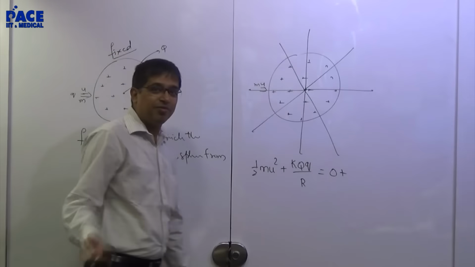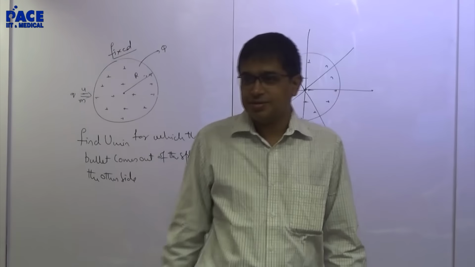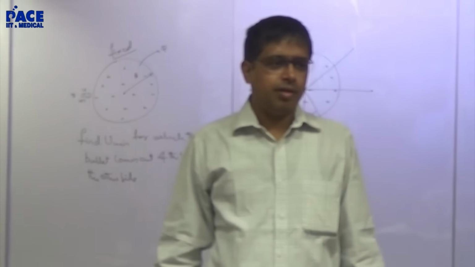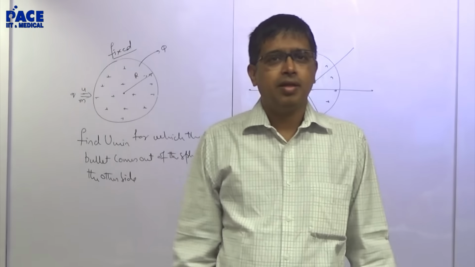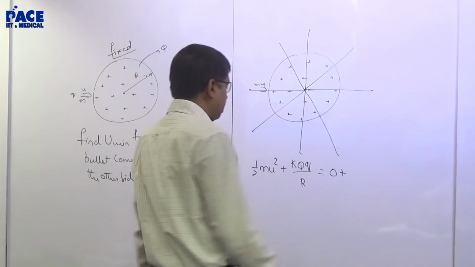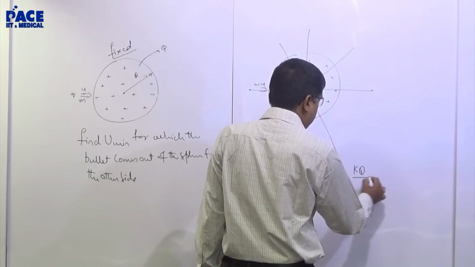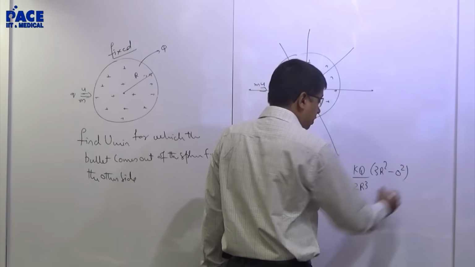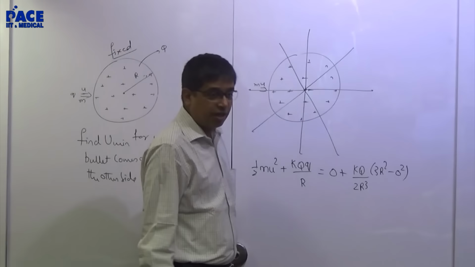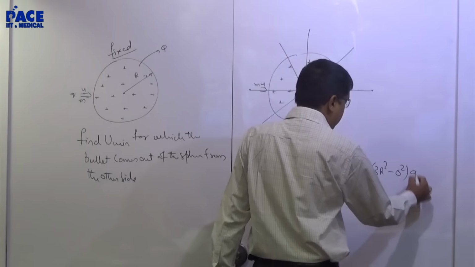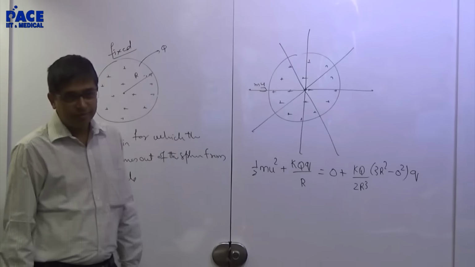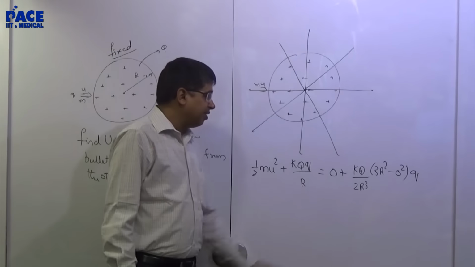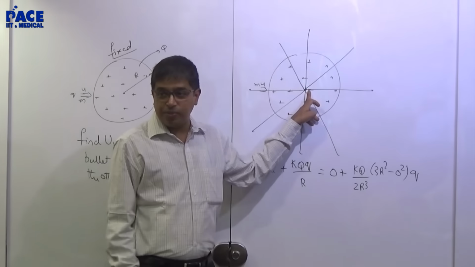What will be the expression for potential inside a solid sphere? At the center of the solid sphere, it is K capital Q by 2R cube, 3R square minus small r square. Small r is 0 at the center. This is the potential, that into small q. So that is the potential of a solid sphere at the center.